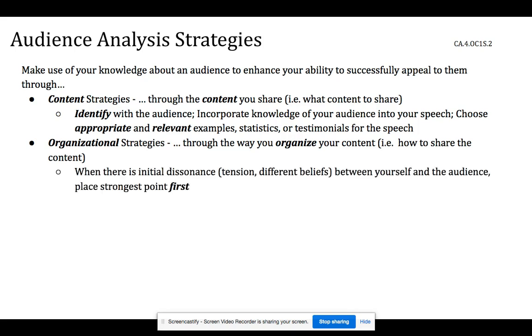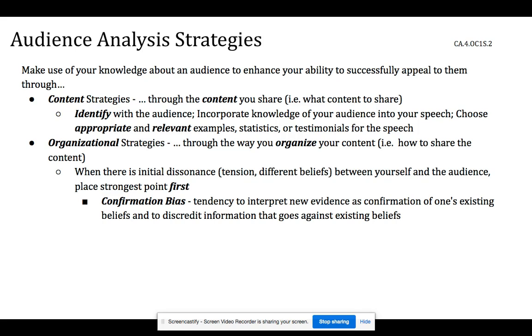When there's initial dissonance, or just distance or disagreement between you and the audience, put your strongest point first. This is because of something called confirmation bias, and y'all probably already know a little bit about this. Basically, we seek out information that we already agree with. If someone goes on stage and gives a speech about something I don't agree with, I'm going to be a lot more inclined to tune them out as soon as they say one thing I don't agree with. It's a tendency to interpret new information as confirmation of our existing beliefs, and we discredit anything that goes against them.